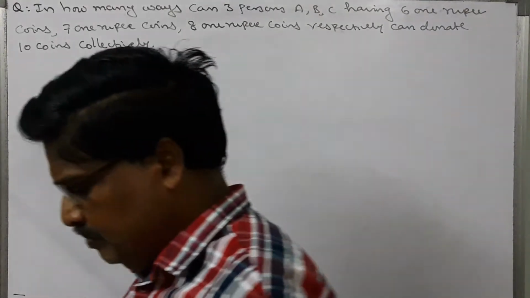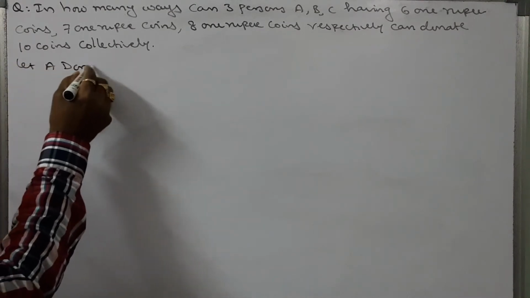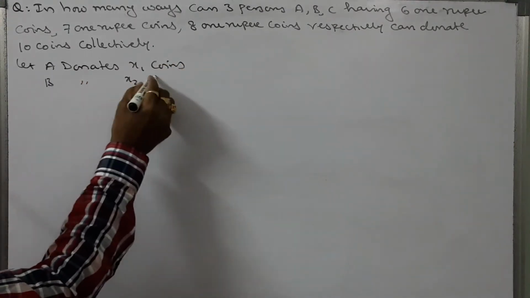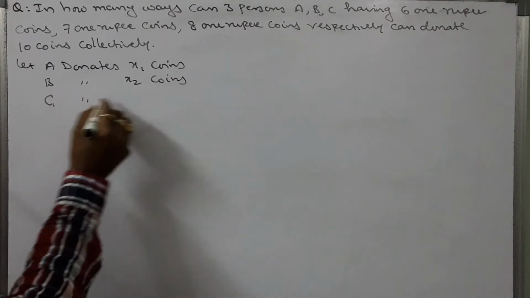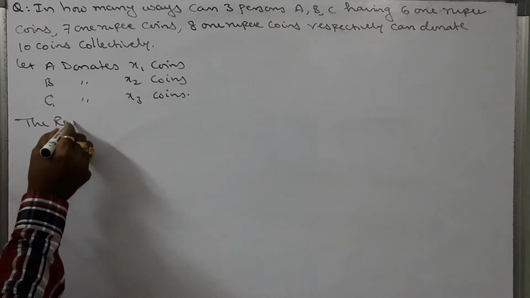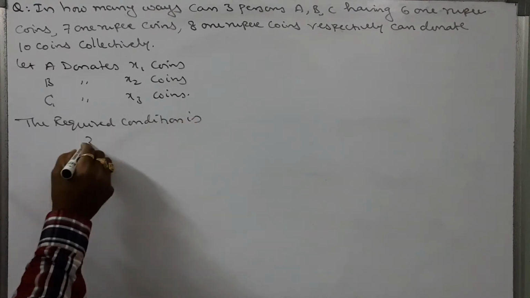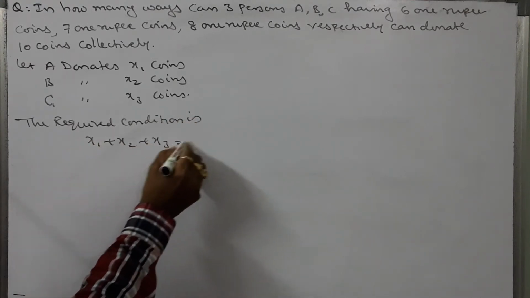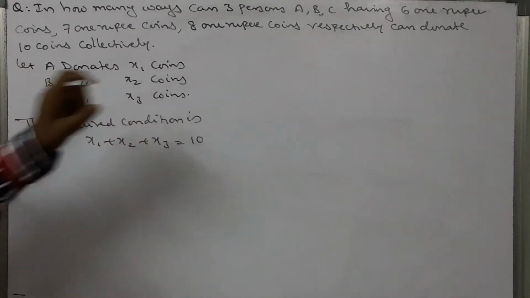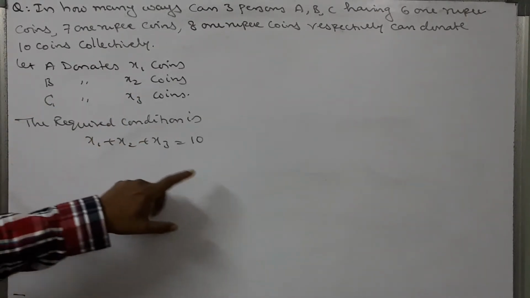Let us consider that A donates x1 coins, B donates x2 coins, and C donates x3 coins. For us, the required condition is x1 plus x2 plus x3 is equal to 10. Because A is donating x1 coins, B is donating x2 coins, C is donating x3 coins, the required condition is that the sum of these three must be equal to 10.